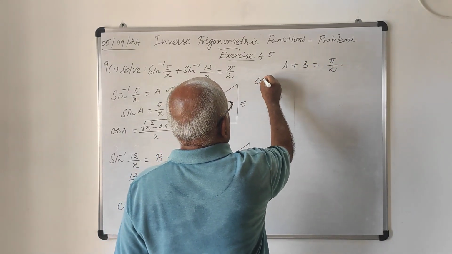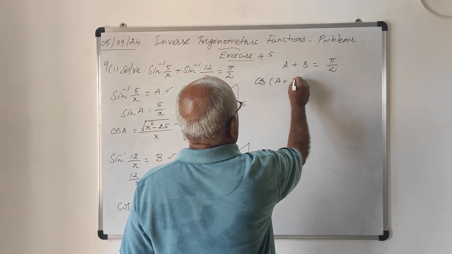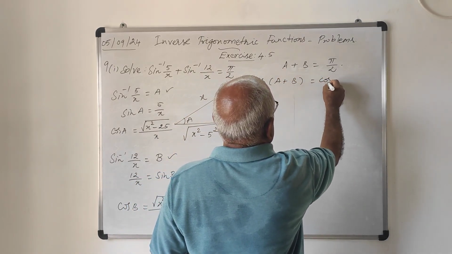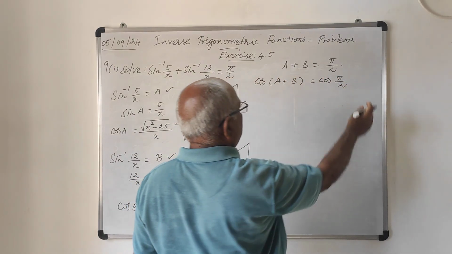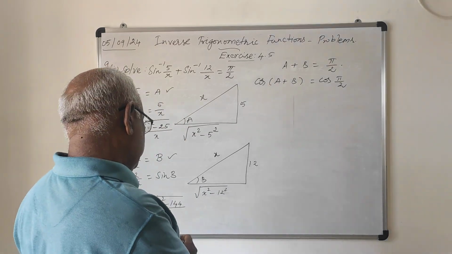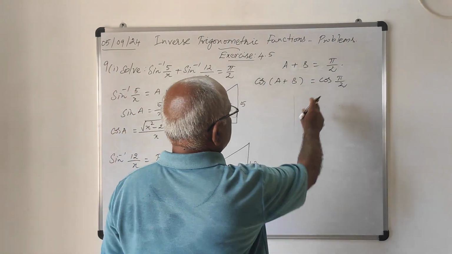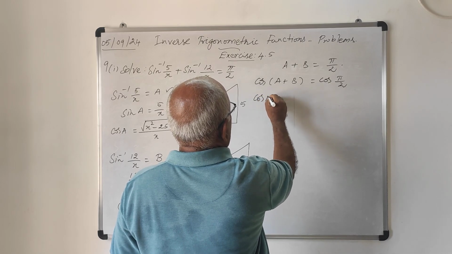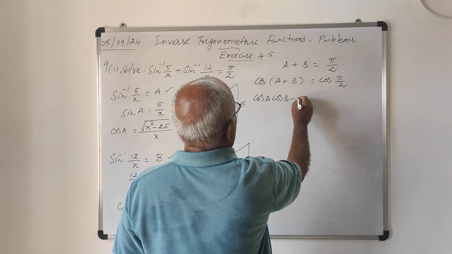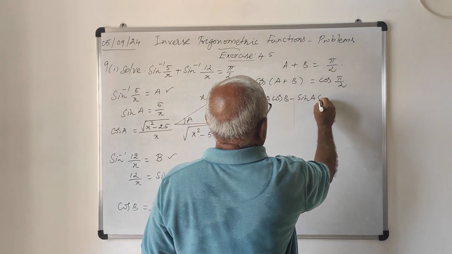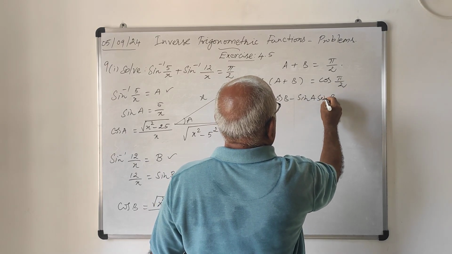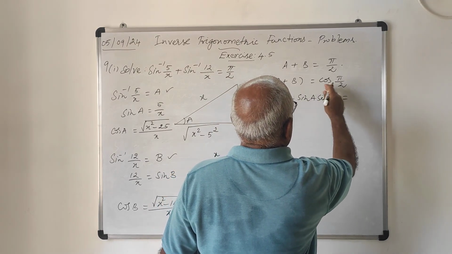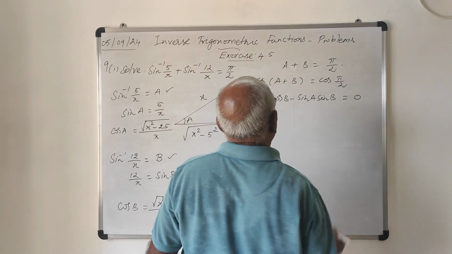Taking cos operation, cos of A plus B equal to cos pi by 2. You know cos 90 is 0. Therefore, cos of A plus B is cos A cos B minus sin A sin B, which equals cos 90, that is 0.